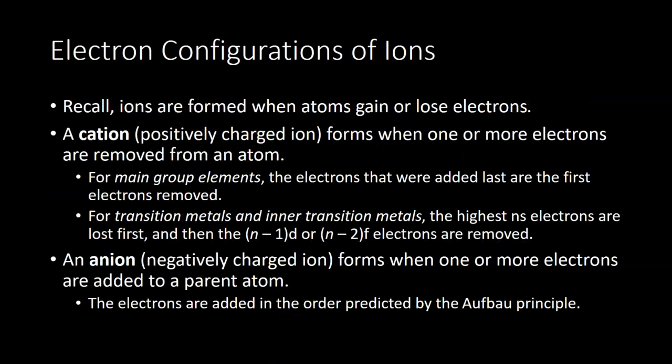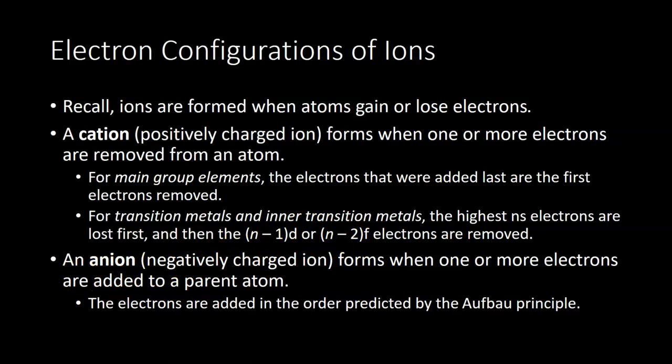Last thing that we're going to talk about in this lecture is the electron configuration of ions. Remember, ions form when atoms gain or lose electrons. A cation forms when an electron is removed from an atom, and when this happens, it ends up having more protons than electrons, so it has a net positive charge. For main group elements, the electrons that were added last are the first electrons that are removed. Now for transition elements and intertransition elements, the highest ns electrons are lost first, so they're the ones that are removed first. And then (n minus 1)d or (n minus 2)f electrons are removed.